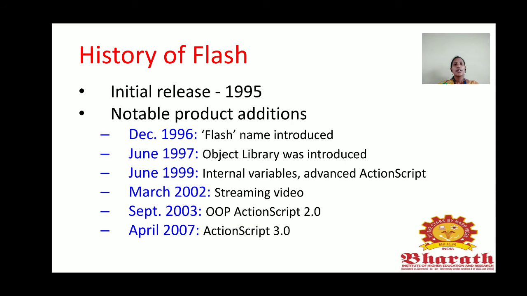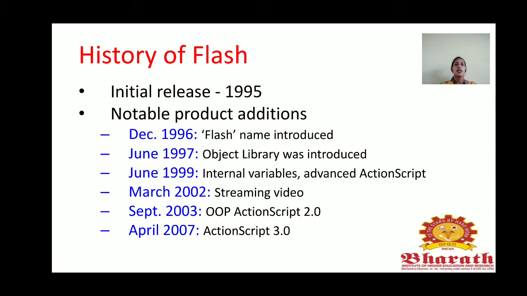Now we are going to learn about the history of Flash, starting with its initial release. It was initially released in the year 1995, and after that release, lots of corrections, updates and versions were introduced. After introducing it, we can see the years in which Flash got started and we started to use Flash animation.